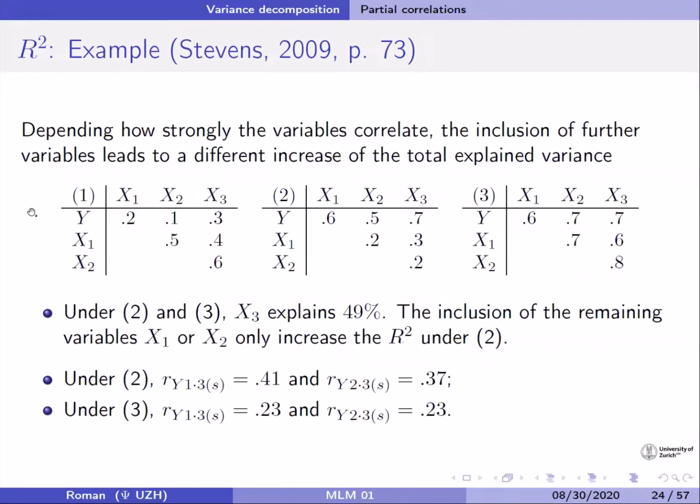Depending on how strong the variables correlate, the inclusion of further variables leads to a different increase of the total explained variance. So here I have 3 correlation matrices for us. Under 2 and 3, x3 explains 49% of variance, because the correlation here is 0.7, and 0.7 times 0.7 is 0.49. So 49% of variance explained. The inclusion of the remaining variables, x1 or x2, only increases the R squared under situation 2. So we see that the difference in the correlation between x1 and x3 changes the amount of impact that the inclusion of those predictors have on the overall increase in variance explained.